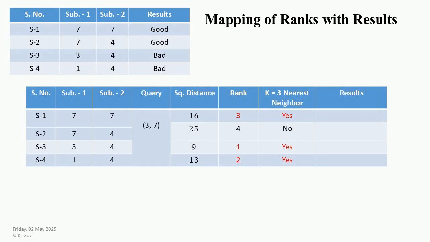The next step is to map the ranks with respective input labels. The rank 1 neighbor S3 is mapped as bad from input labels. The rank 2 neighbor S4 is mapped as bad from input labels. And the rank 3 neighbor S1 is mapped as good from input labels. S2 can be left out, as it's not a neighbor.